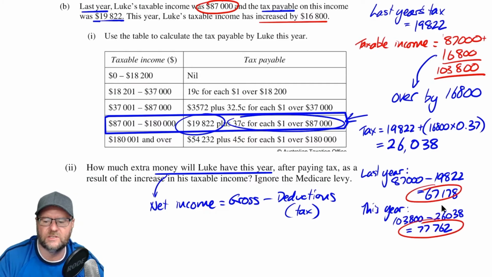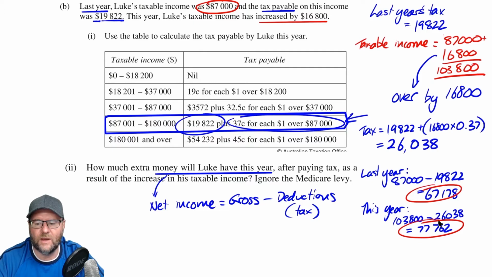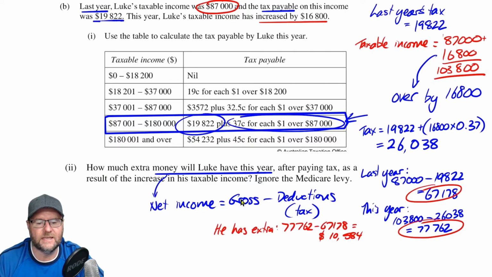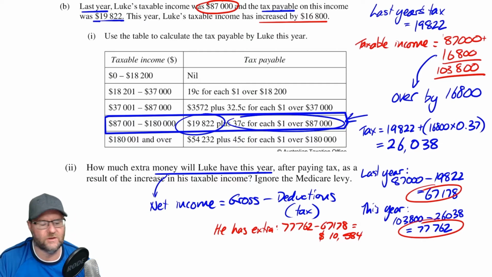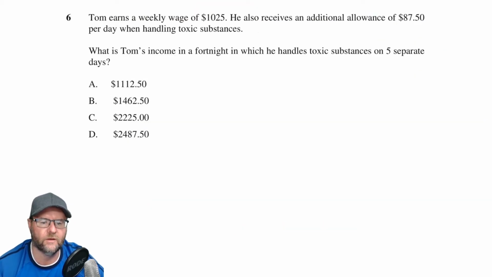Let's do the same thing for this year. His new taxable income is 103,800. Take away his tax that we just calculated of 26,038. That means in hand, what he actually got in the bank this year, was 77,762. So the difference between these two numbers, last year and this year, is his extra money. So you've got to read the question. What are they asking for? His extra money. So it was an extra amount of 10,584. Fair bit going on in that question, but hopefully you can follow the process.